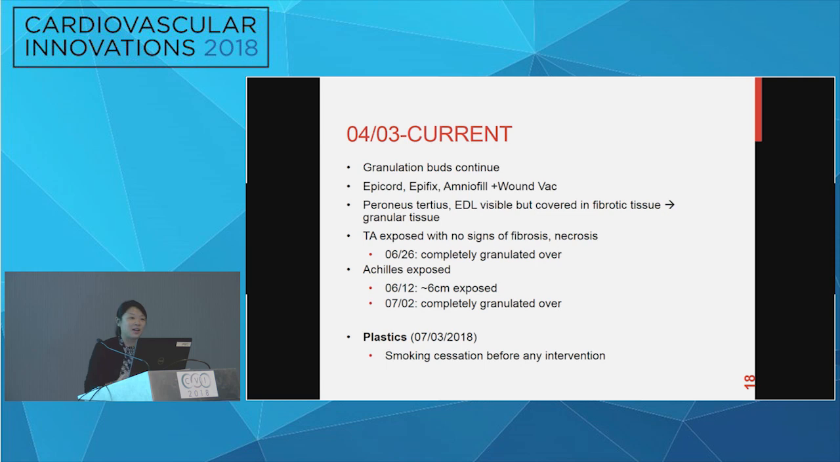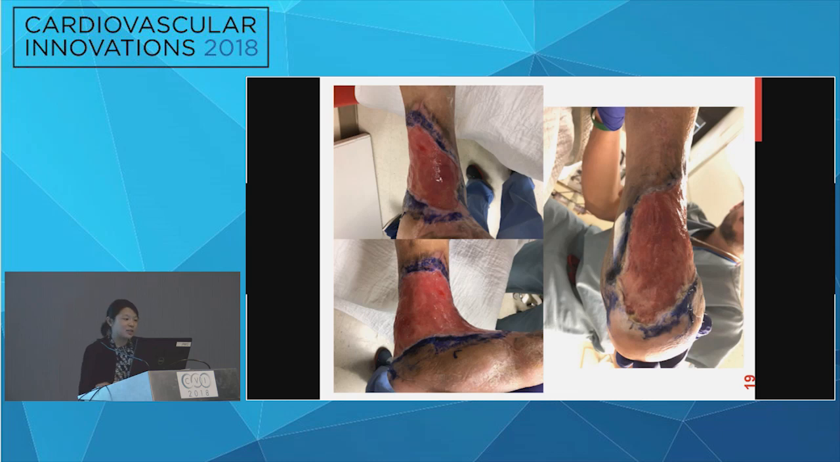So the idea was, okay, get a nice granular base, and we consult plastics to hopefully get a split thickness skin graft on him. However, he had a history of smoking, he quit, and he picked it up again. So plastics isn't looking to do anything until he ceases smoking, which is totally understandable. But here are some pictures that we just took about 2 days ago when we did a vac change on him.